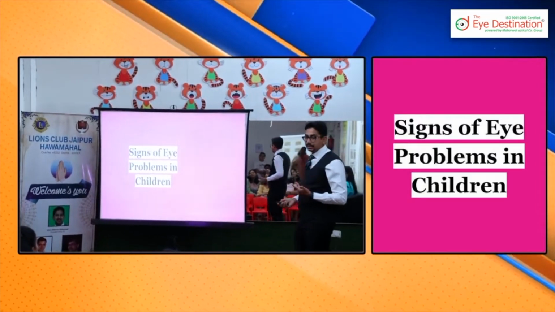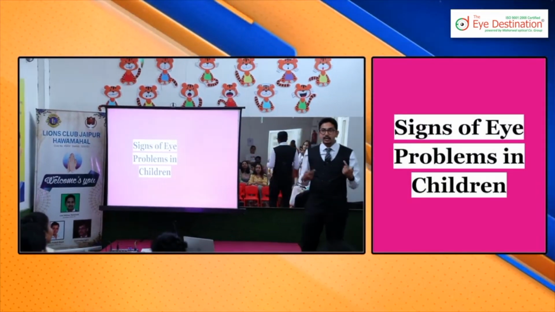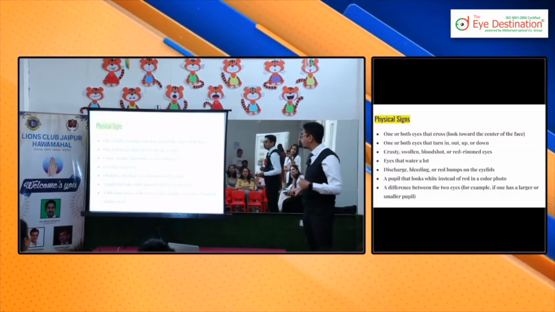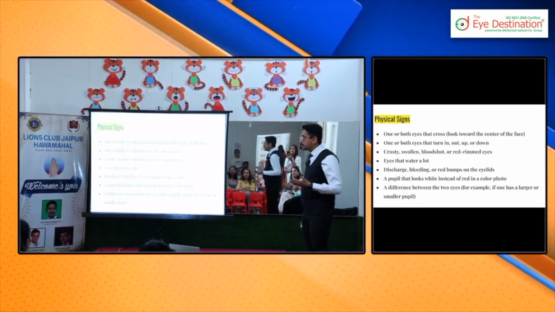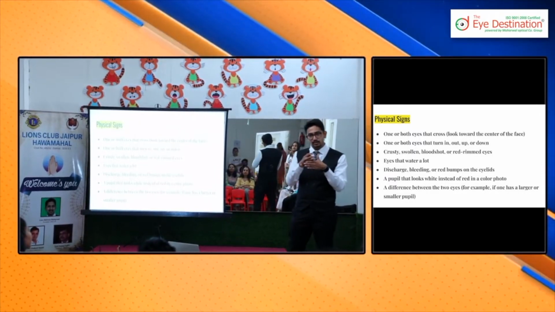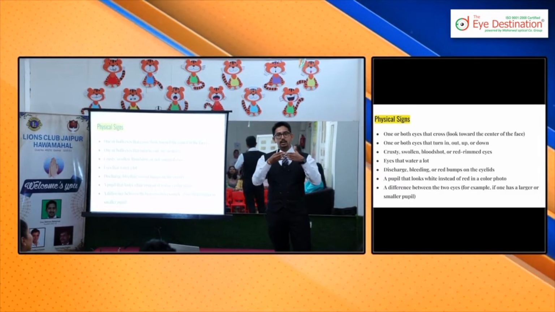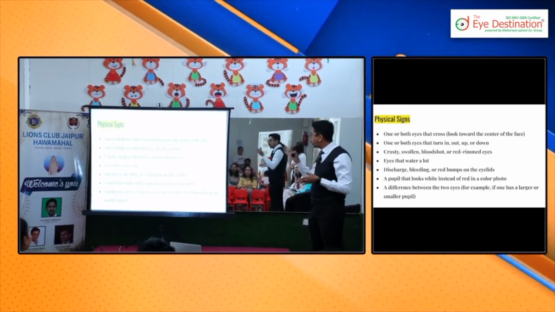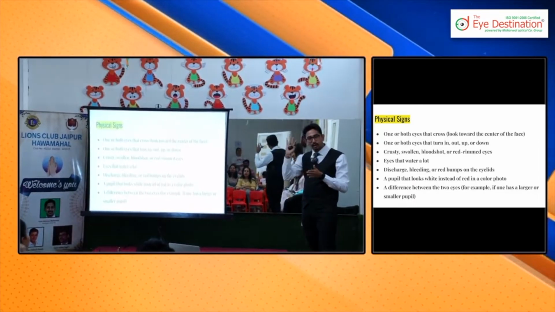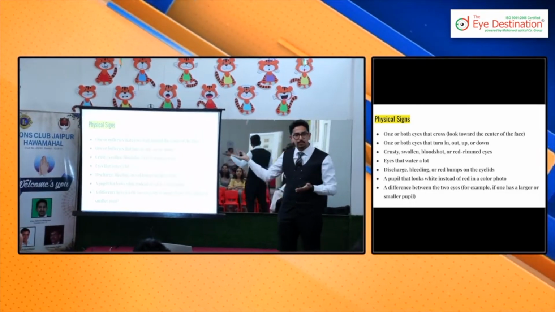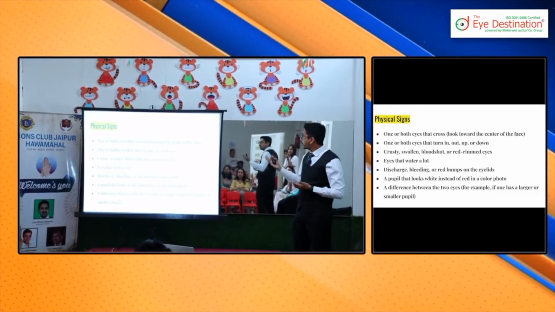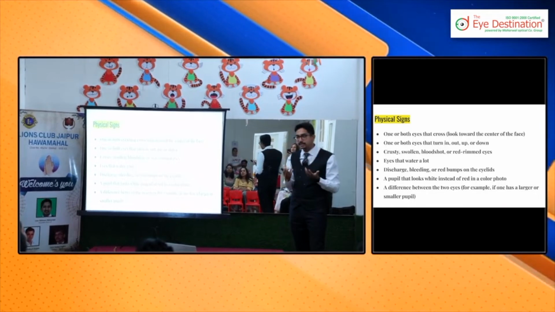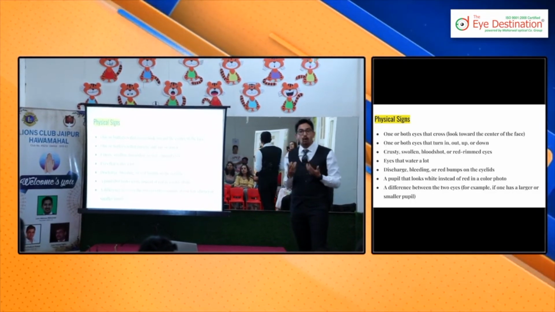So first we'll see signs. Why signs? Because it's our duty. Child will not complain. बच्चे नहीं बोलेंगे उन्हें क्या problem हो रही है. We have to pick up what the problems are. So first, the child can have a cross eye fixation. दोनों eyes उसके अंदर की तरफ जा सकती हैं and they might not be looking straight, and that happens with a lot of children. One eye that turns in, out, up or down, like you pointed out in that picture, there was a squint. Then you can have crusty, swollen, bloodshot eyes, abnormal redness in the eyes. Then eyes that water a lot.